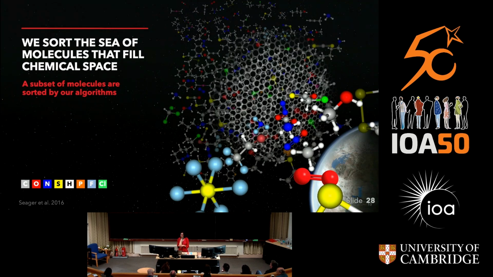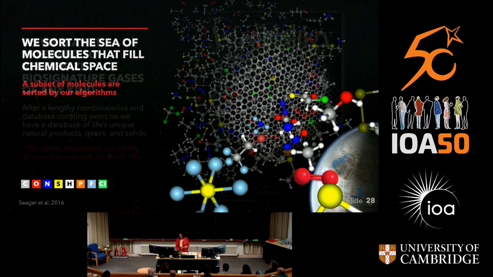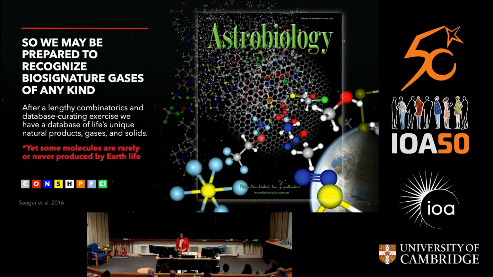Because it turns out that our life is producing thousands of molecules, but some have very obscure reasons, signaling or hormonal. And on another planet, it could be some other molecule being used. So we wanted to tabulate all these molecules so that eventually we could be prepared to recognize biosignature gases of any kind. So this is kind of a separate topic.